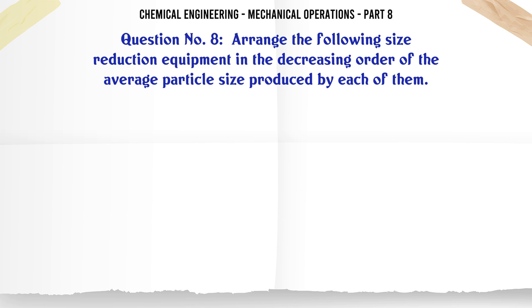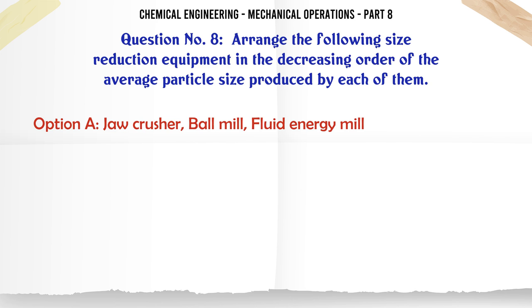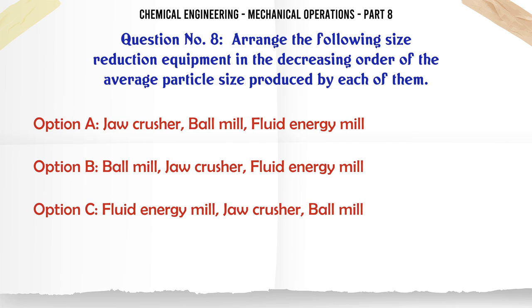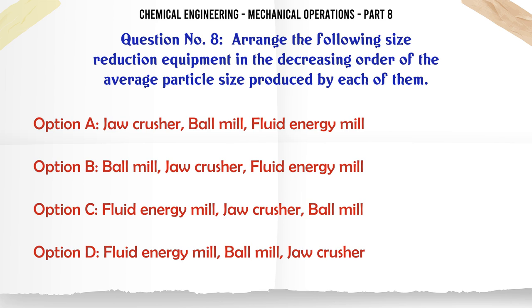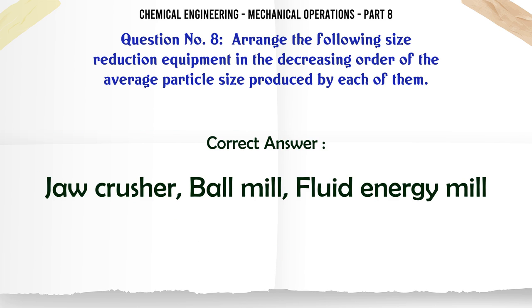Arrange the following size reduction equipment in the decreasing order of the average particle size produced by each of them. A. Jaw crusher, ball mill, fluid energy mill. B. Ball mill, jaw crusher, fluid energy mill. C. Fluid energy mill, jaw crusher, ball mill. D. Fluid energy mill, ball mill, jaw crusher. The correct answer is jaw crusher, ball mill, fluid energy mill.